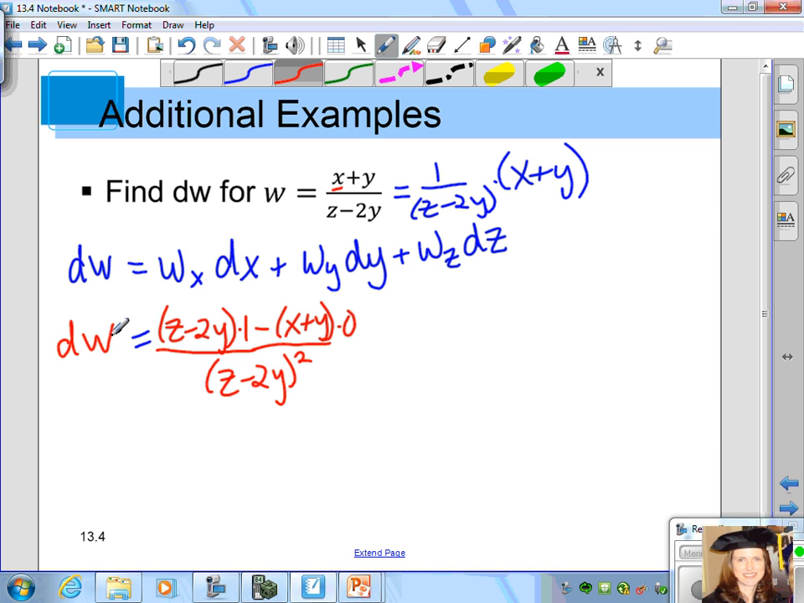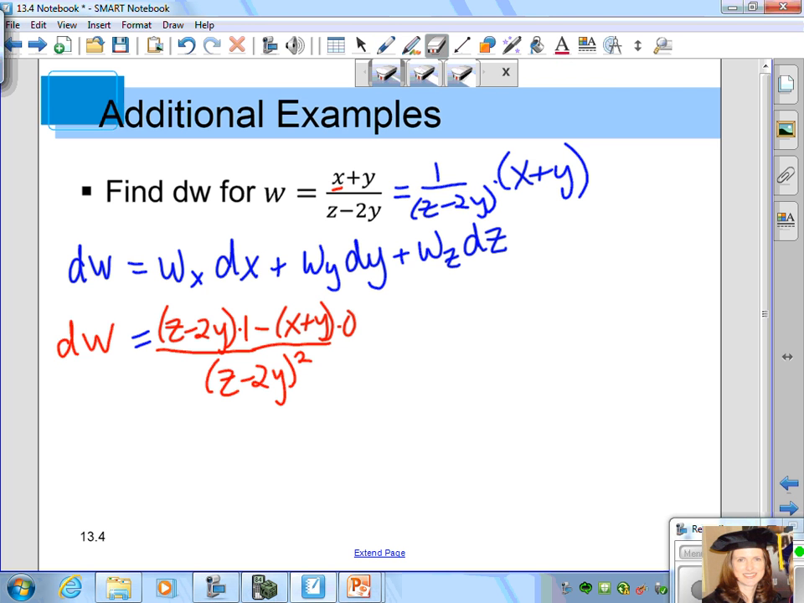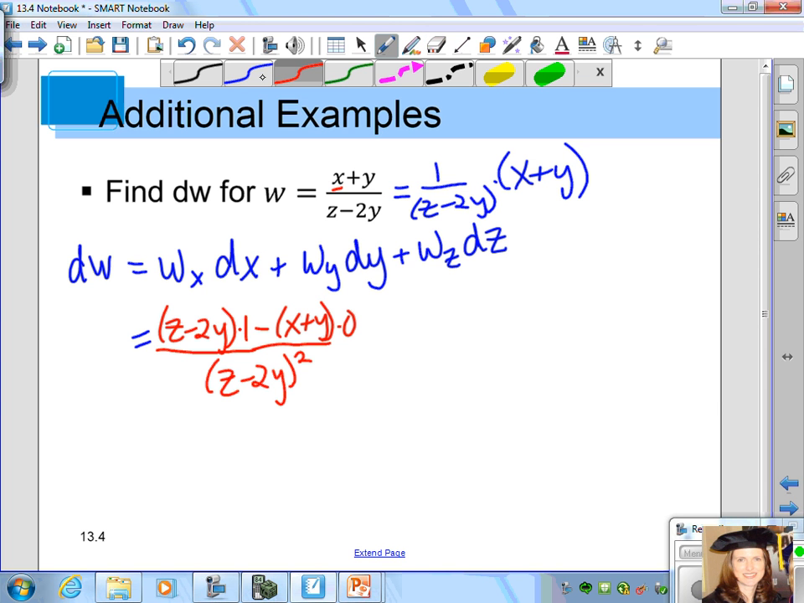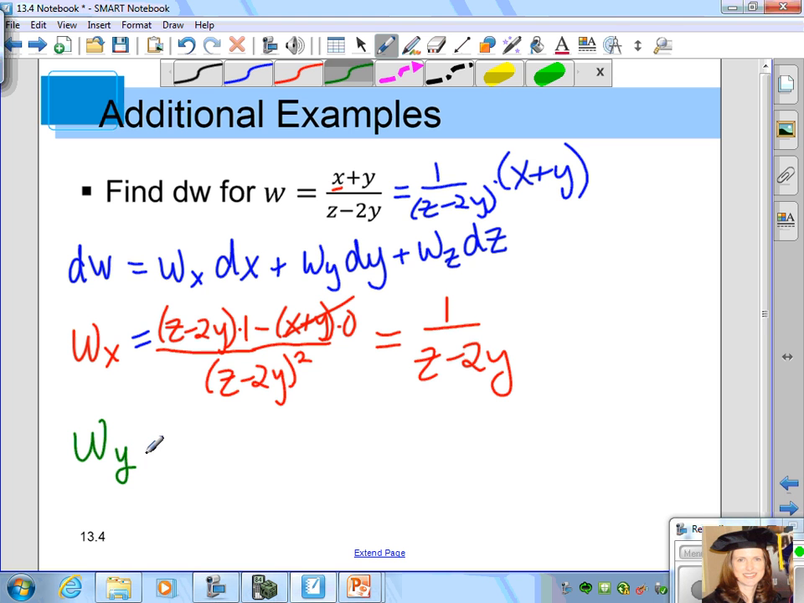You know what? We'll do this in a few parts here because I'm going to run out of space. Let's say this is your partial derivative with respect to x. Now this simplifies. This is going to be 0 here, and we have a z minus 2y over z minus 2y squared. This is going to simplify to 1 over z minus 2y. Let's go ahead and find the partial derivative of w with respect to y. Then we'll do the partial derivative of w with respect to z, and then we'll put it all together to make up our total differential.